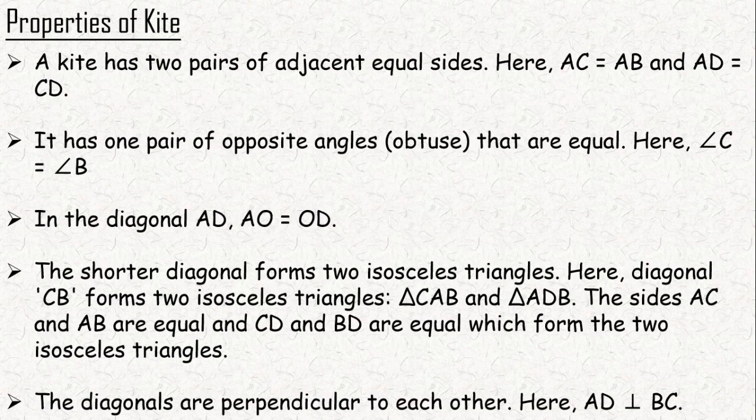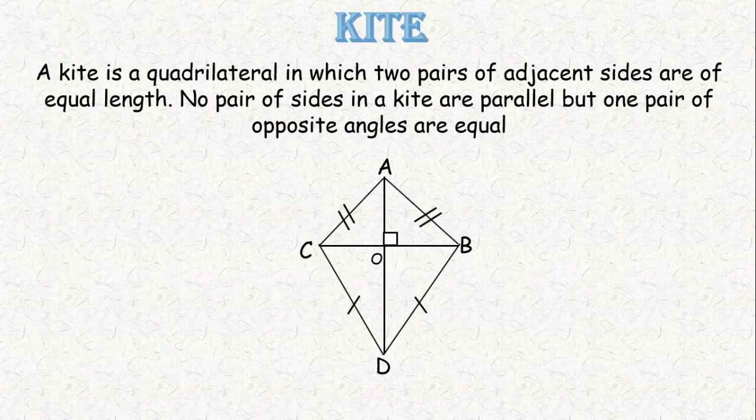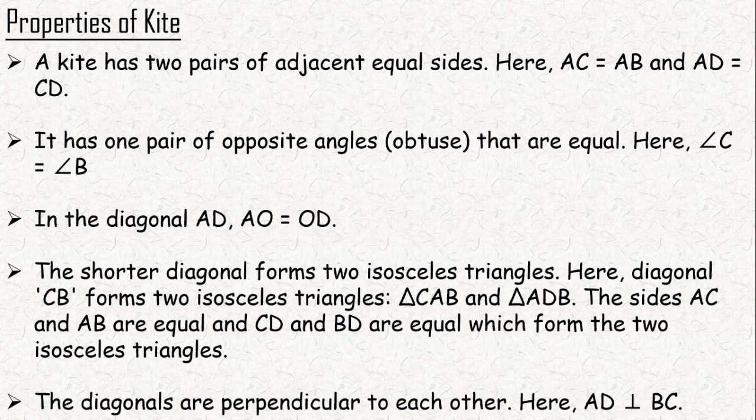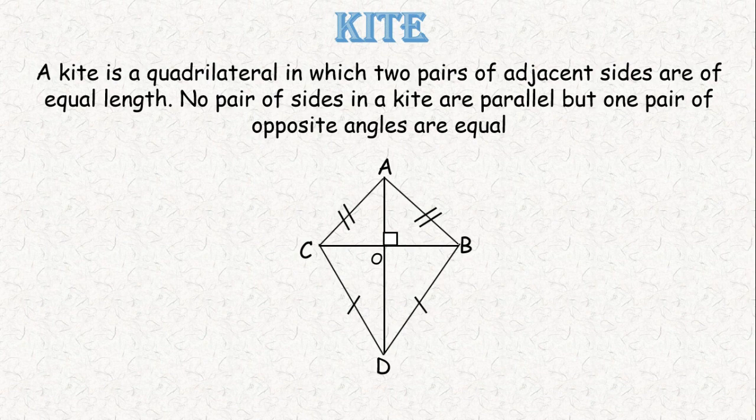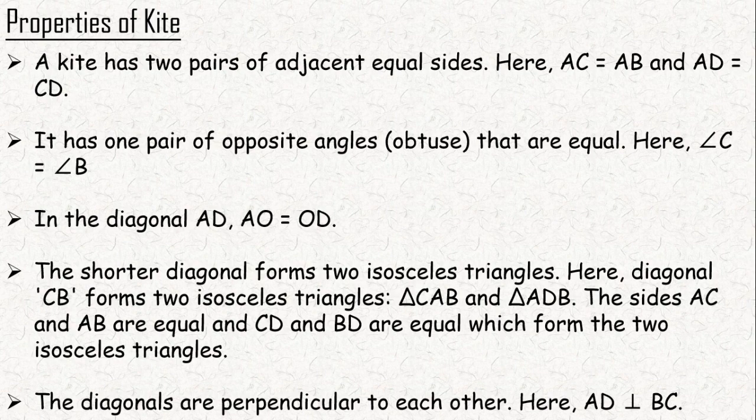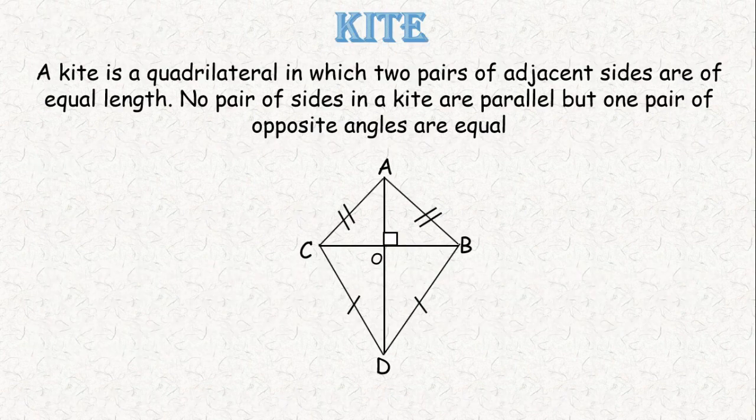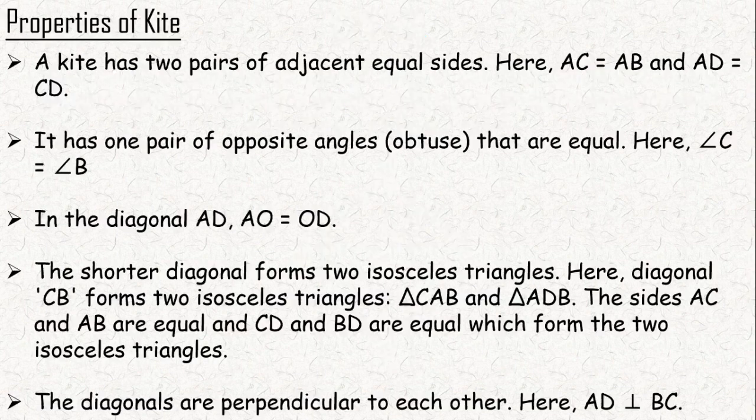Next, properties of kite. A kite has 2 pairs of adjacent equal sides, that is AC is equal to AB and AD is equal to CD. This is the first property of kite, and it has one pair of opposite angles that are equal. Here these opposite angles are obtuse, as I already told, angle C and angle B are equal angles in the kite.